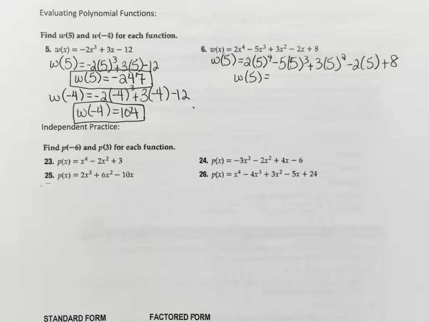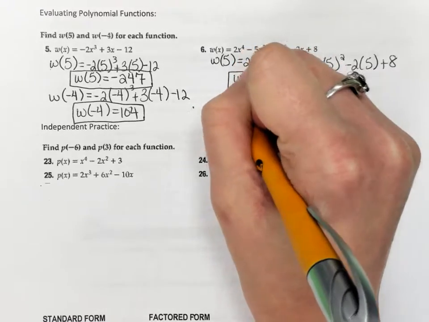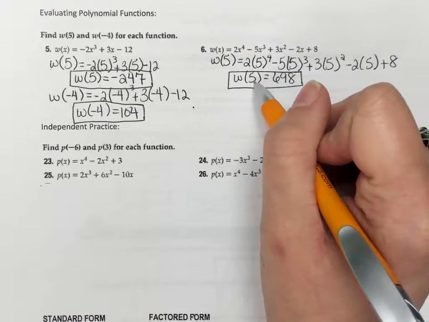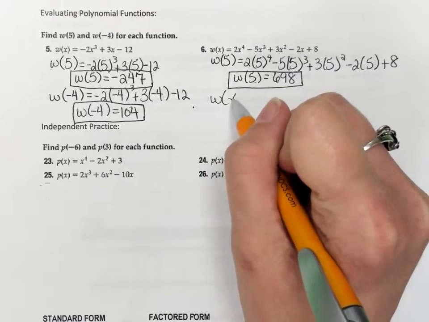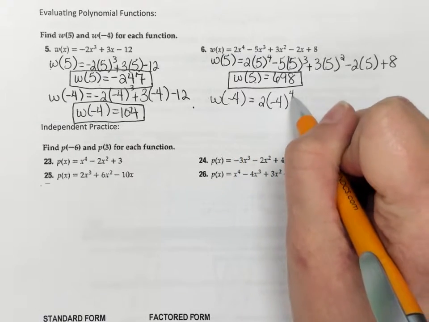I missed that. What did you say? What y'all get? 698? Y'all in agreement? Is that what y'all get? Okay, so that means that when x is 5, y is 698. Alright, we can do the same thing with negative 4 now. You gotta make sure you use parentheses, guys, okay?